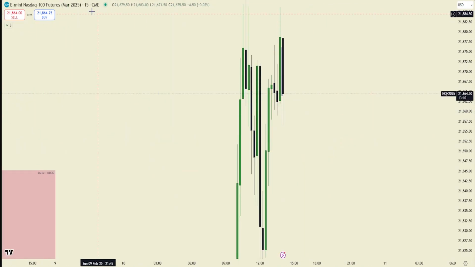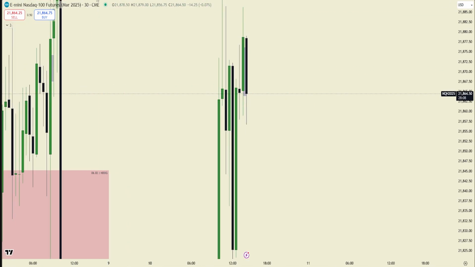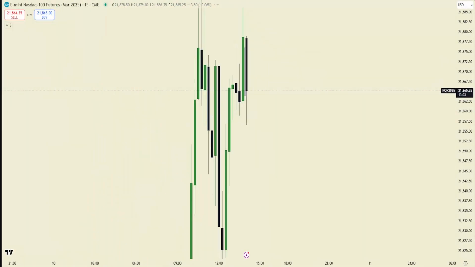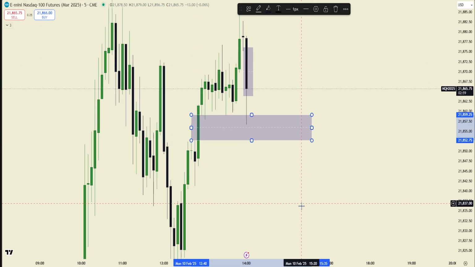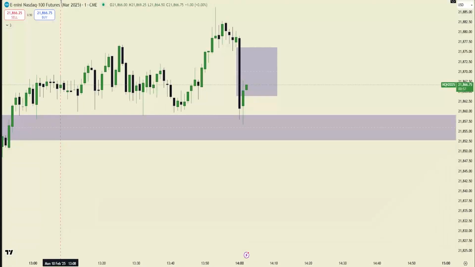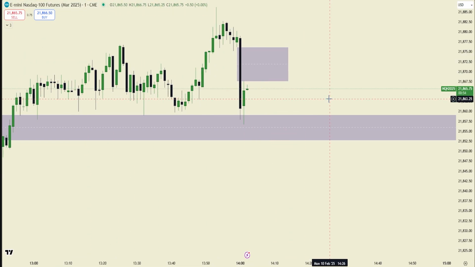I like that we're delivering out of the 15-minute here. There's no 30-minute, but we're kind of respecting this 30-minute OB. We came down, tapped into this 5-minute that we've been respecting, but we swept out the lows. So this 1-minute idea could work, right?